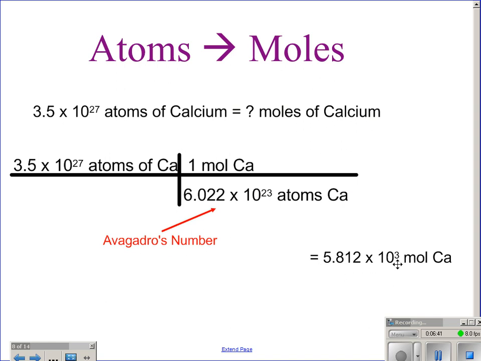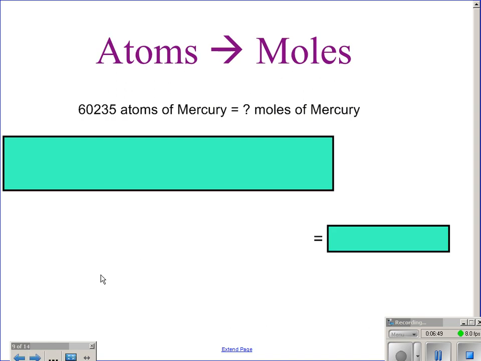5.812 times 10 to the third moles of calcium, or 5,812. Okay, moving on. Here again you have the opportunity to set up the equation yourself. 60,235 atoms of mercury. How many moles of mercury would that be? So again, you should end up with something like this.